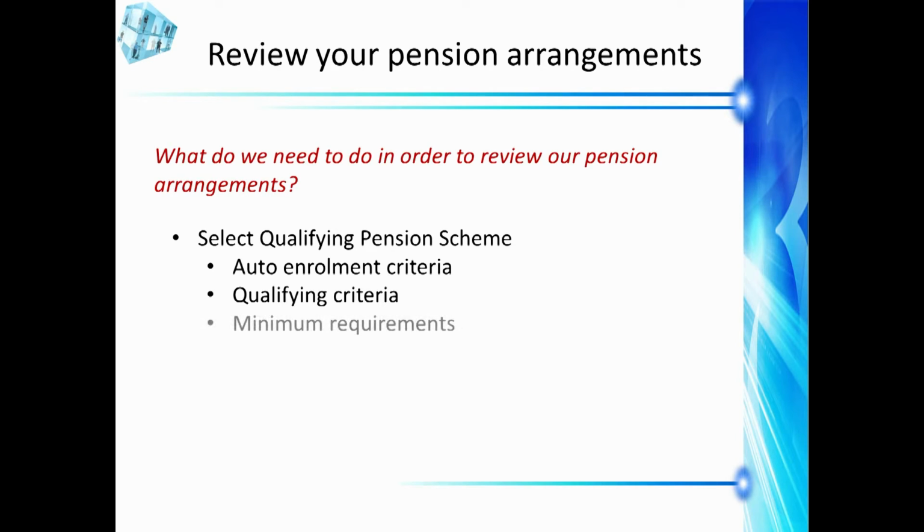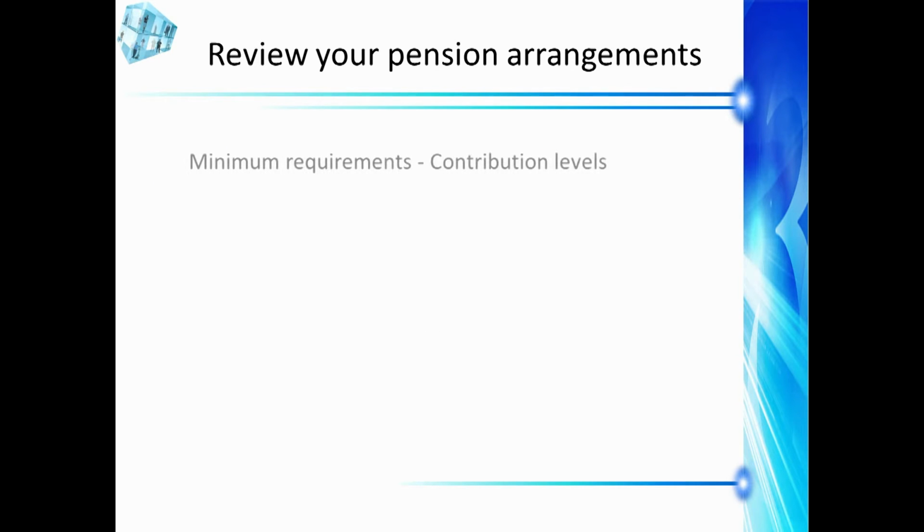There's also a set of minimum requirements. I'm not going to go into too much detail here other than talk about the minimum requirement related to the contribution levels. So looking at contribution levels, there's something called qualifying earnings. That's between the value of 5,772 and 41,865. And qualifying earnings are basically anything that an employee earns, such as salary, wages, overtime, commission, bonuses, statutory sick pay, statutory maternity pay. All of these build up to qualifying earnings.